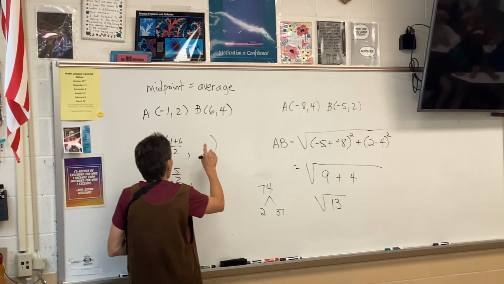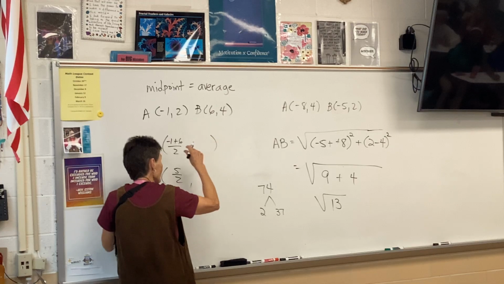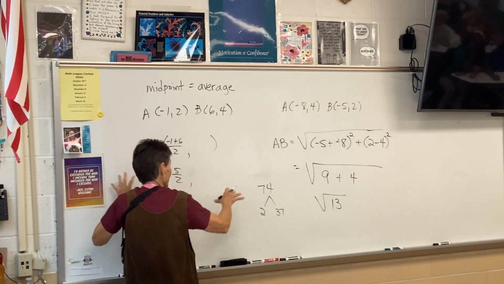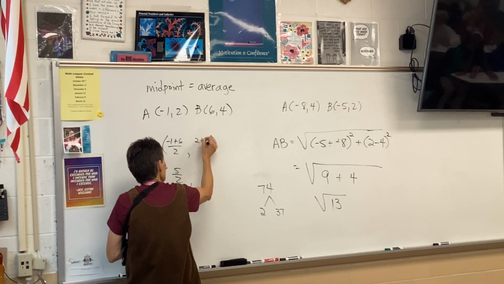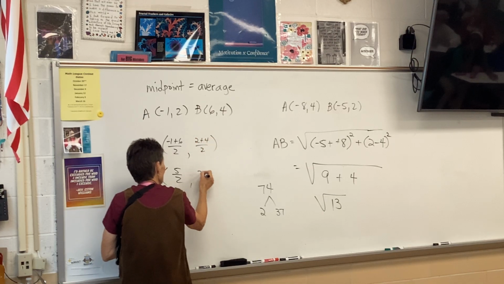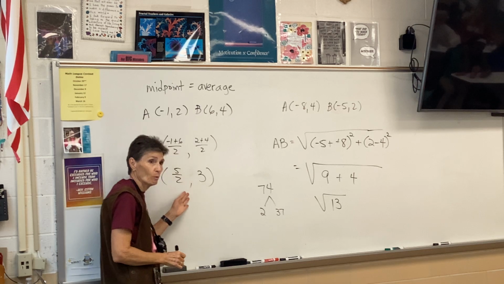And then we're going to average our y's. Remember, it's always x, no matter what you're doing. X's are together, y's are together. So 2 plus 4 is 6, divided by 2 is 3. There's your midpoint.